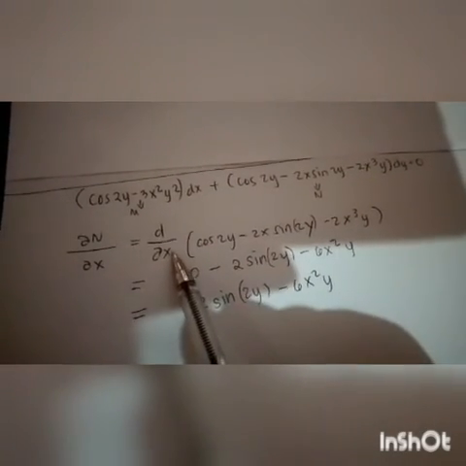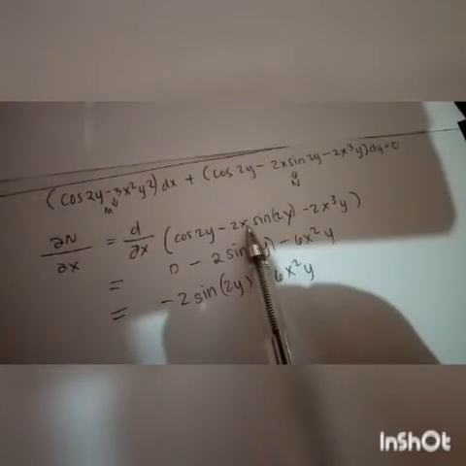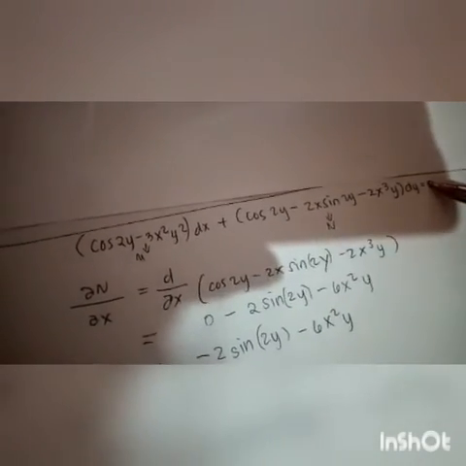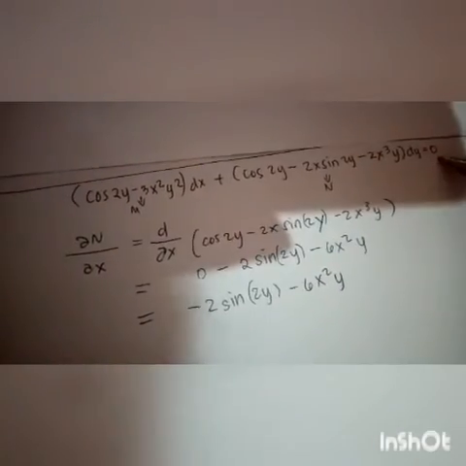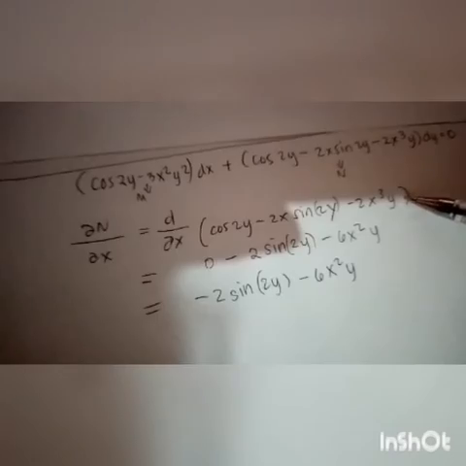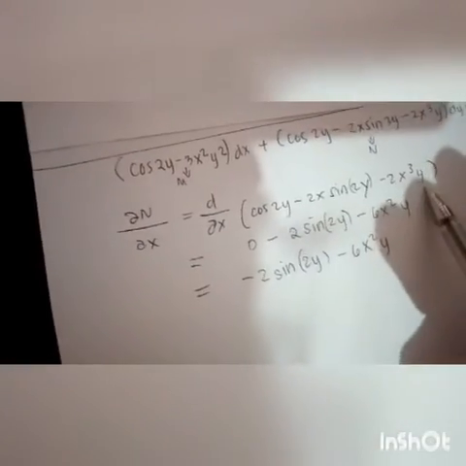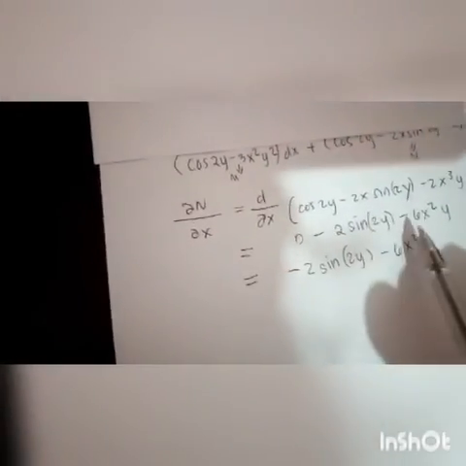The other one is the partial derivative of N with respect to x, equals partial derivative with respect to x of cos 2y minus 2x sin 2y minus 2x cubed y. Here, we only need the function of N, so we are going to only use this one, cos 2y minus 2x sin 2y minus 2x cubed y. We're not going to put it equal to 0. So we can now differentiate that.